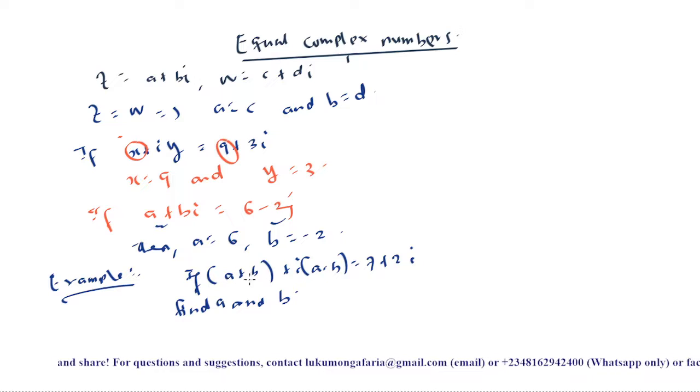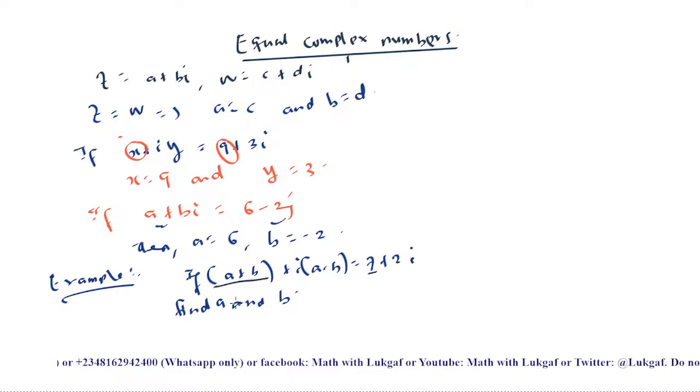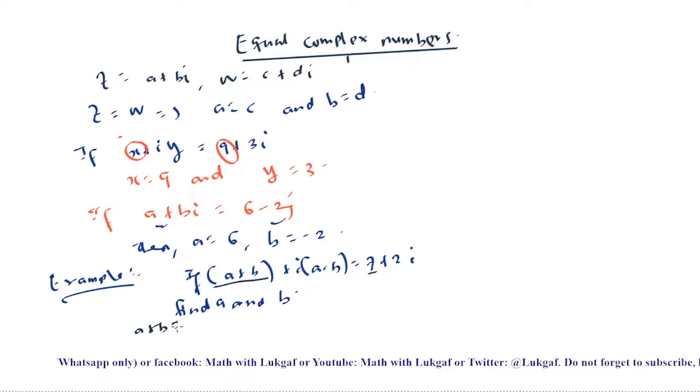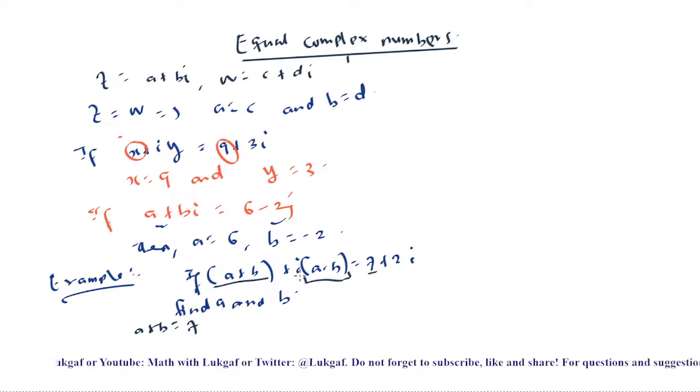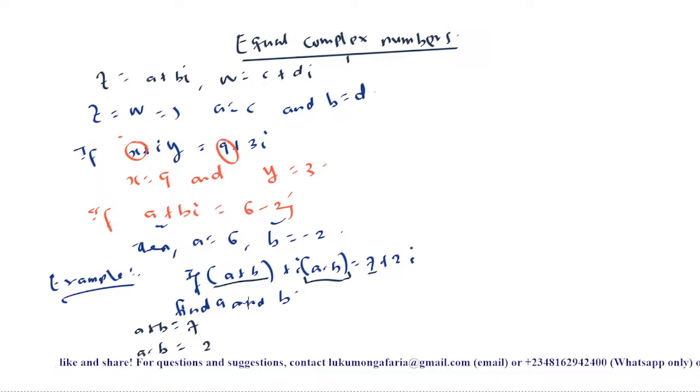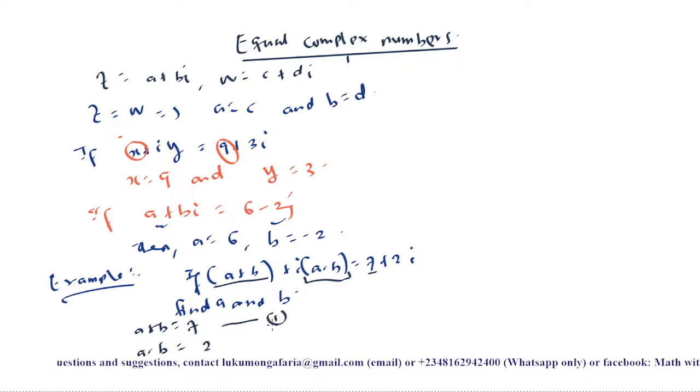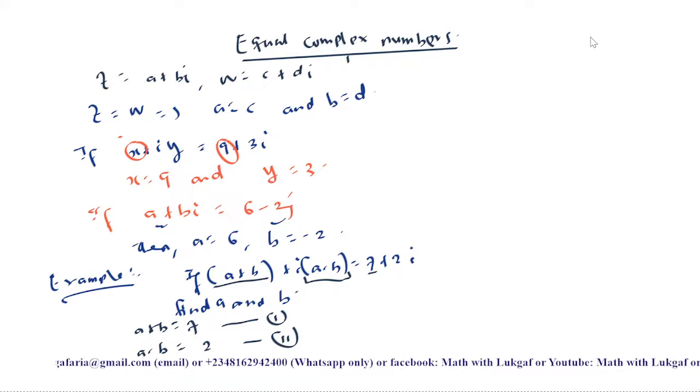Now if you check the right hand side, you will observe that my real part here is 7. The real part for the left hand side is a plus b, so a plus b is equal to 7. The imaginary part here, you don't need to reckon with this i, so it will be a minus b, and that is equal to 2. If you check this, you will see that it leads to what we know as simultaneous equations.